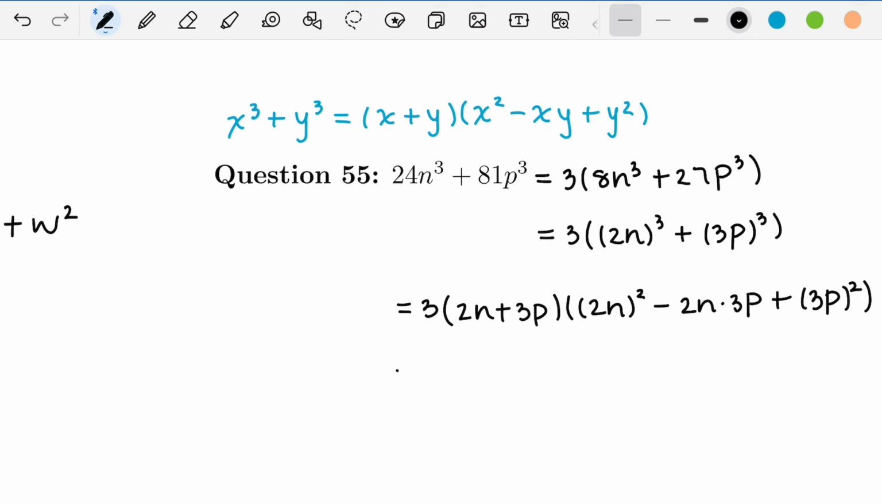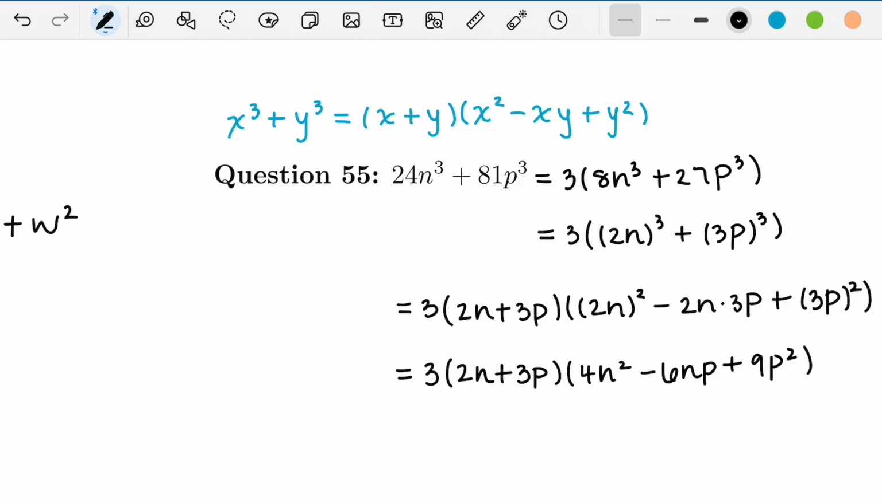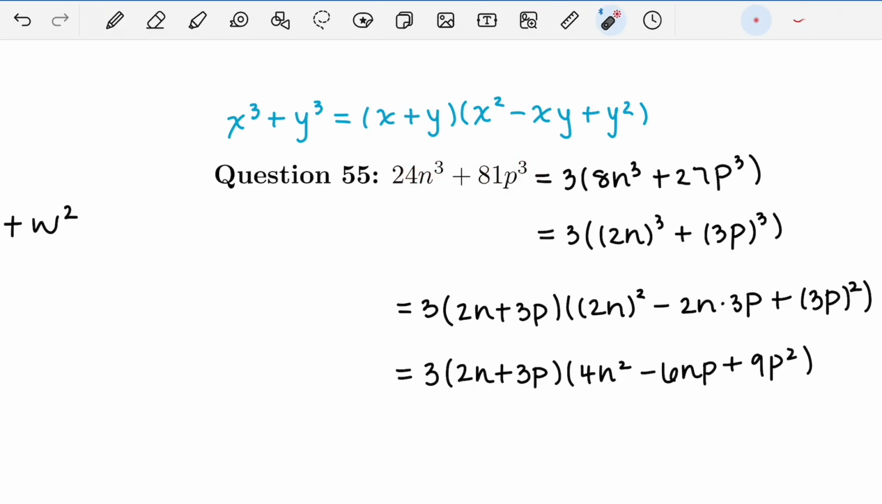All right, and from here we can simplify. We still have this 3 on the outside in this first binomial that we're multiplying by. But 2n squared is the same thing as 4n squared. And then 2n times 3p will give us a minus 6np. And then finally, 3p squared will give us a 9p squared. So that would be the fully factored form of this polynomial here.